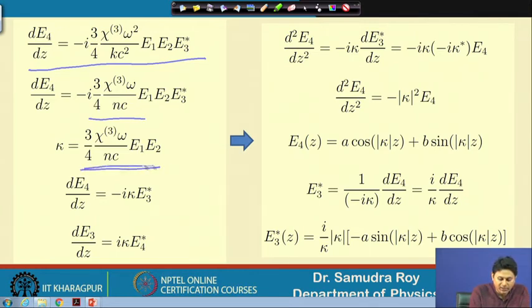Here, if E1 and E2 are constant, as I mentioned, E1 and E2 are the amplitudes of the pump. So, if the pump is strong and if I consider that there is no depletion of the pump, then the amplitudes of the pump, E1 and E2, become constant. So, the entire term will remain constant, and if I write this constant as kappa, a coupling term, then finally we will have a very important equation in our hands, which is the evolution equation of E4: dE4 dz is equal to minus i kappa E3 star.